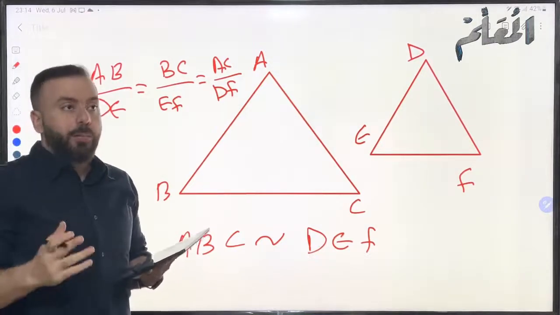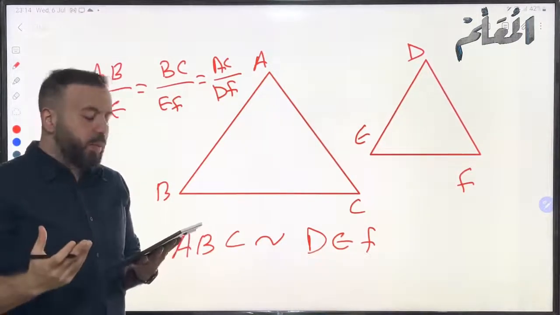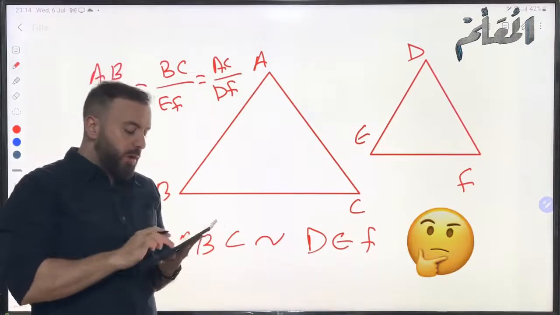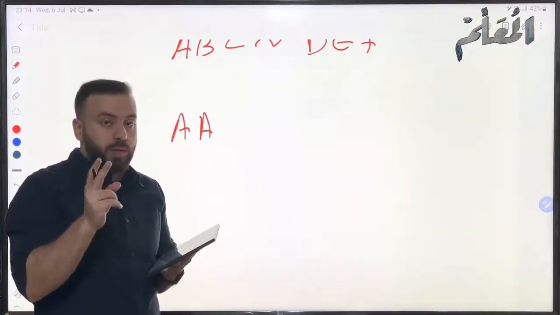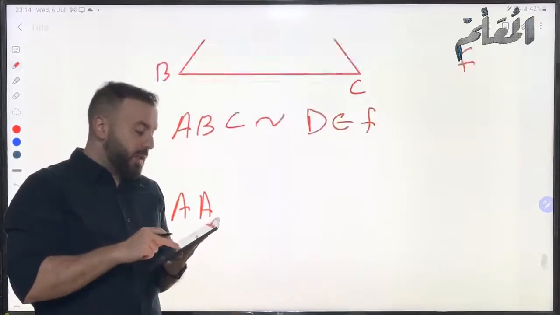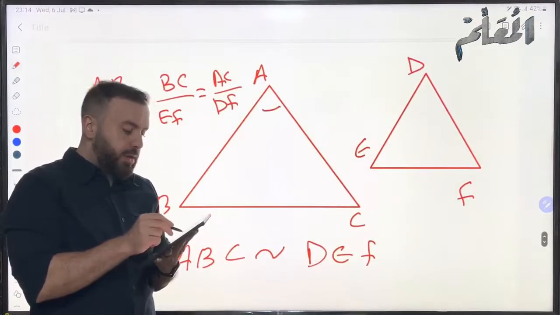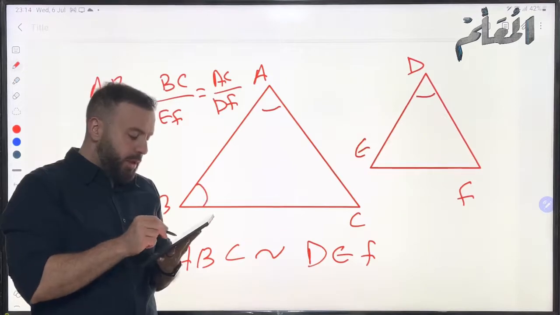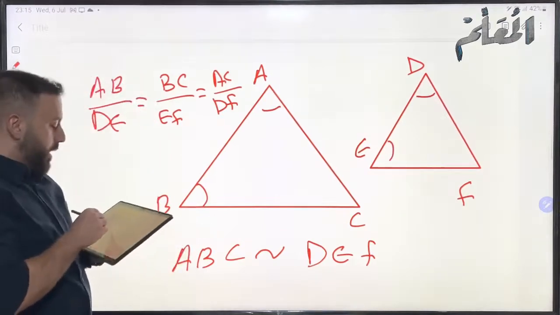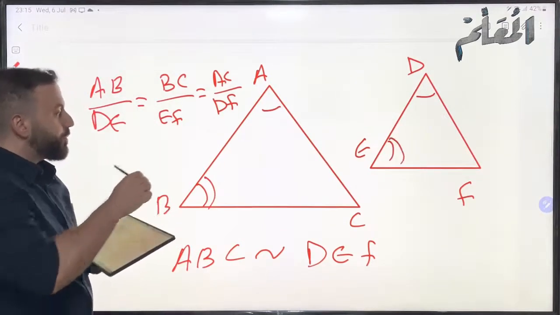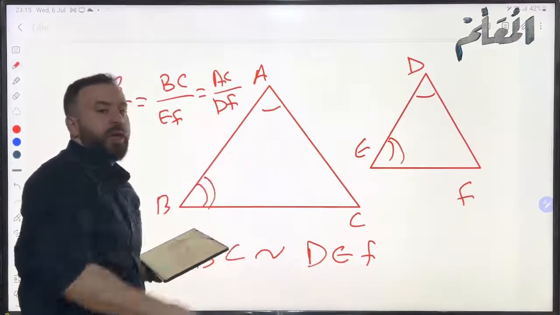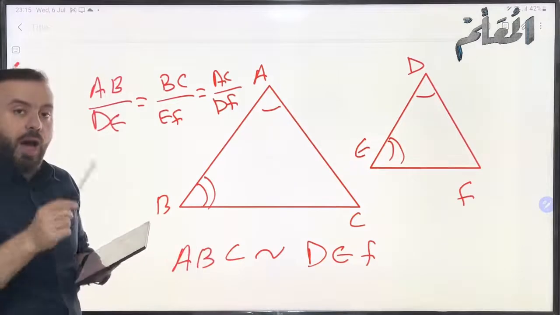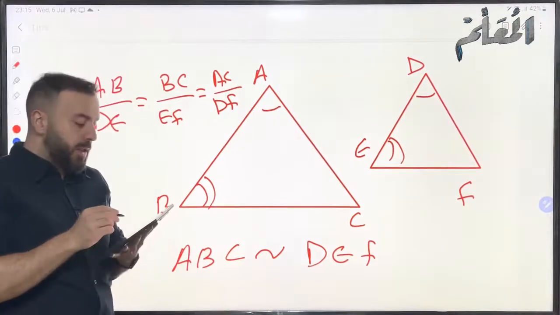If they are similar, how can I prove that they are similar? There are three rules. A postulate: if we find two angles which are congruent, like let's say angle A is equal to angle D and angle B is equal to angle E, in this case we say angle A congruent with D, B with E, we say AA postulate, angle-angle. Okay, this is the first one.